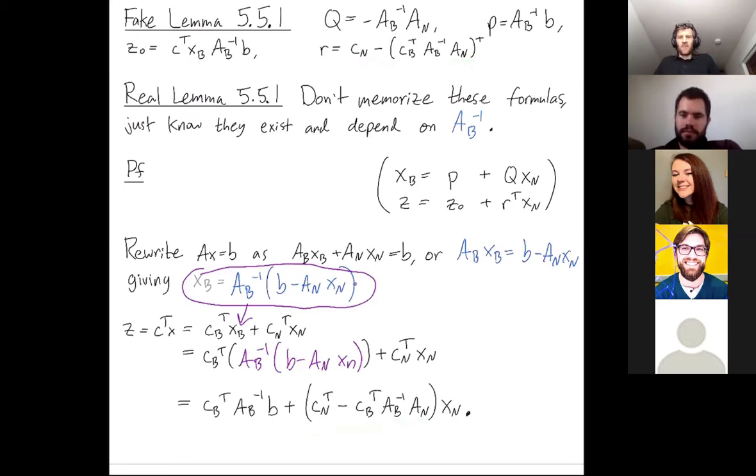All right, so cool. We did some real math. These formulas exist. The main point is that you can always find them after you've chosen a basis and you just solve for this matrix A_B inverse. Any questions?